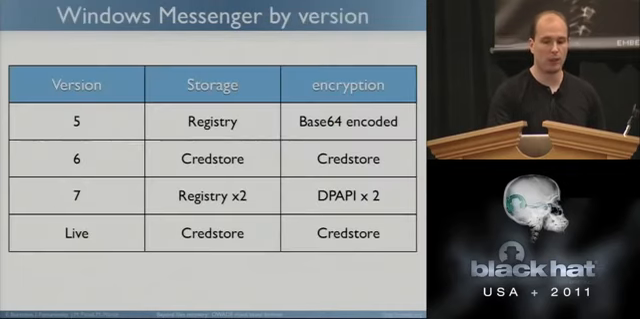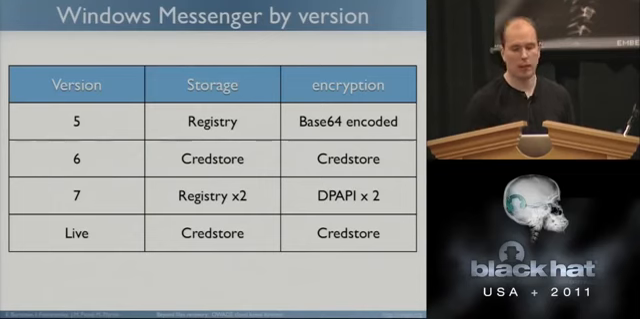The first one was version 5. Microsoft was just putting them in clear in the registry. In version 6, they said, let's use our own API because our own API is good. Let's use the CRED store. In version 7, someone said, oh no, our own API is not good enough, let's do something completely different: encrypting the salt with DPAPI, then decrypting the salt and using it to decrypt a second DPAPI blob. And finally, with Live, probably the product manager said, no guys, you should use our own API, so they went back to the CRED store.